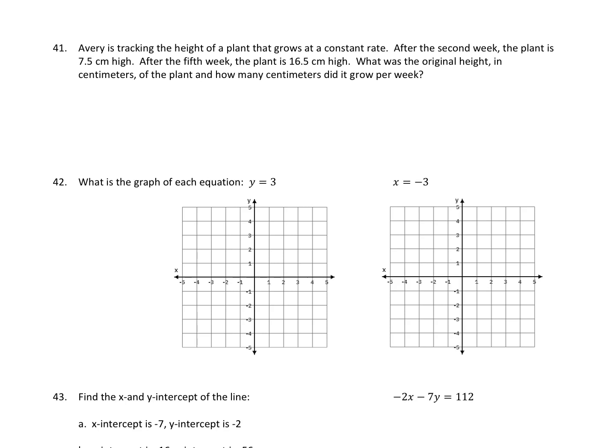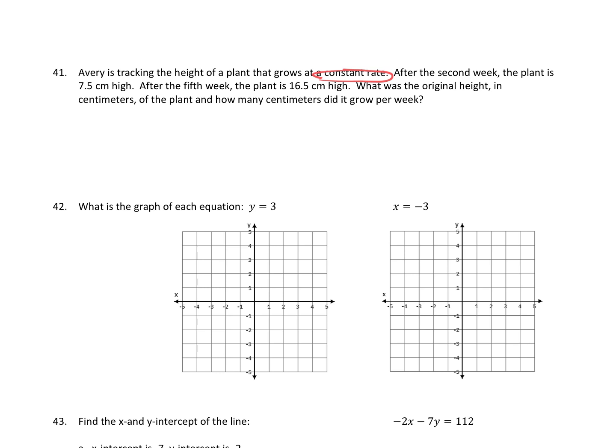All right, so number 41, Avery is tracking the height of a plant that grows at a constant rate. Just a heads up, when we see things like constant rate, that's going to be the slope. When you have your linear functions, things increase at a constant rate. That is the slope of a line that would represent the situation.